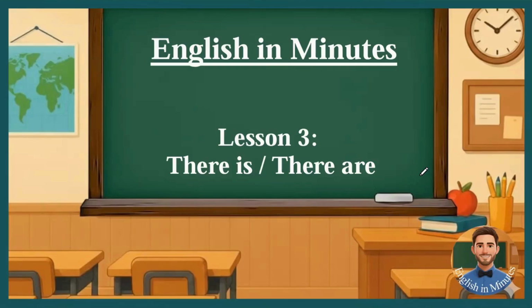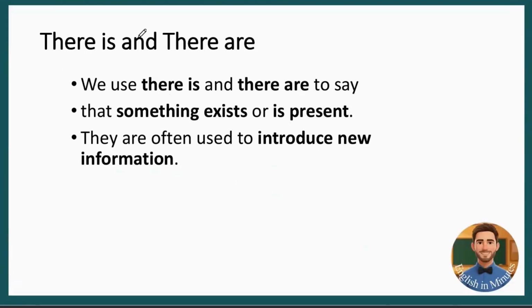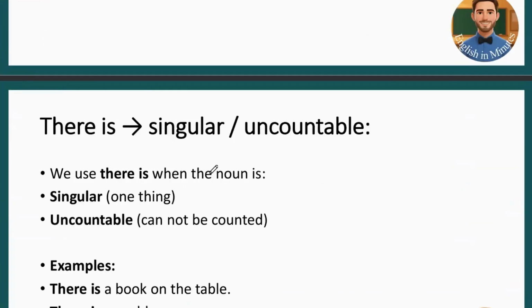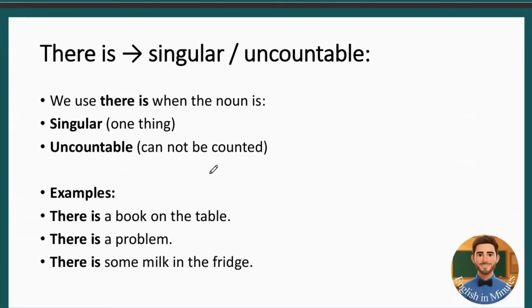Today, we're going to have a look at lesson number 3. There is and there are. So let's jump into it. On our first page, there is and there are. In the first part, we use there is and there are to say that something exists or is present. They are often used to introduce new information. Okay, quite easy to use, not very difficult.